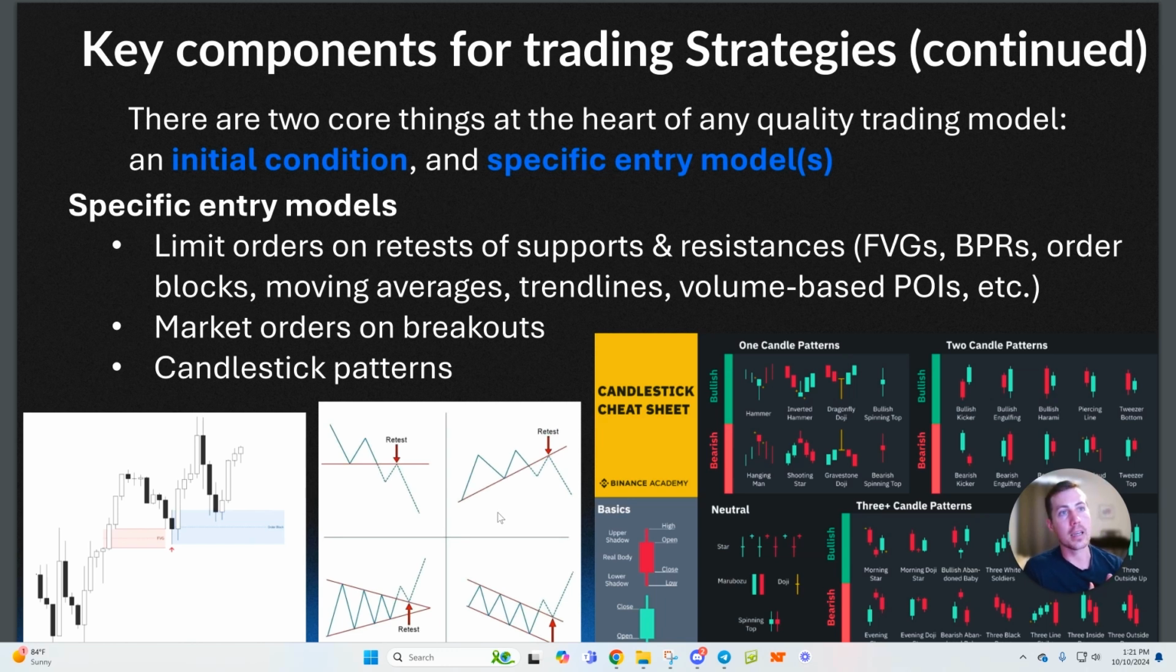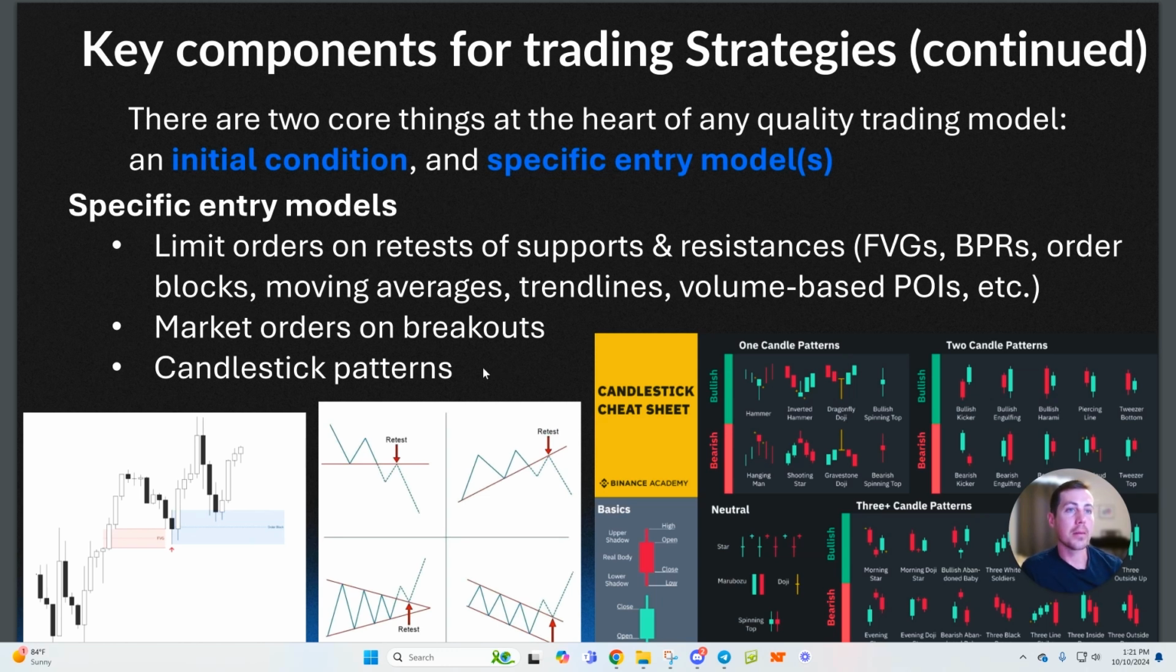But the really nice thing about these is it generally gives you pretty good risk to reward, because you're not entering after a pretty explosive move. You're looking for a little pullback and continuation. But there's all kinds of different retest entries that you guys can look for based on all kinds of different models, whether it's trend lines, supports and resistances.